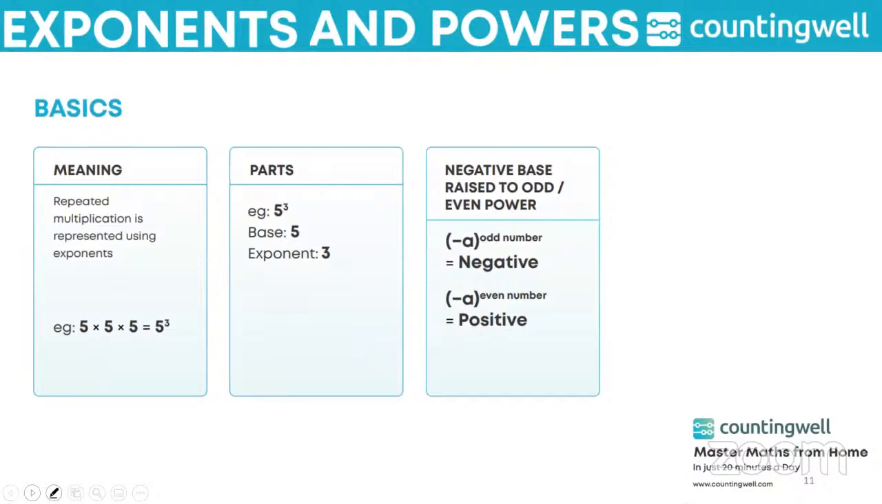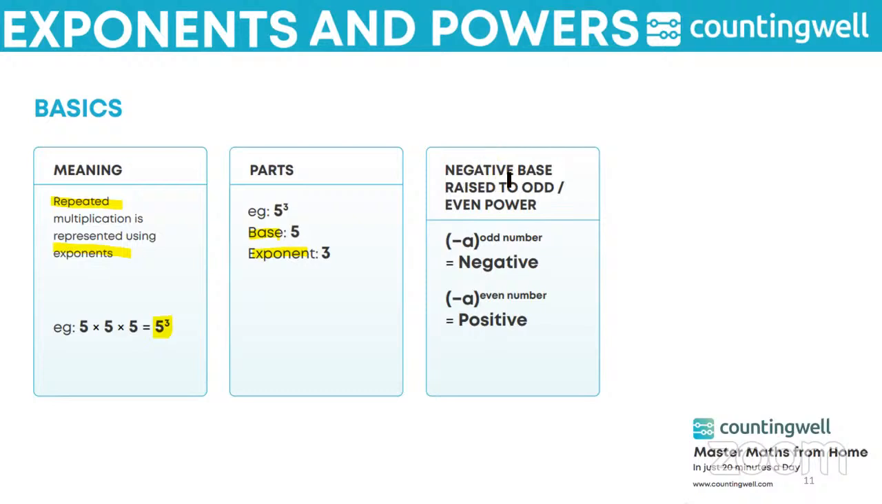Next, let us see some of the basics of the chapter exponents and powers. Exponents are nothing but repeated multiplication represented using exponents. So we have 5 into 5 into 5, which can be written as 5 raised to the power 3. So what are the parts of any number of this form, exponential form? The parts are base and the exponent. So here the base is 5 and exponent is 3.